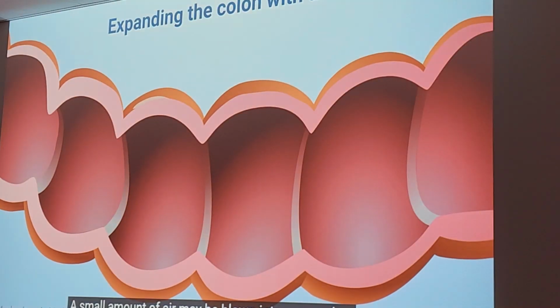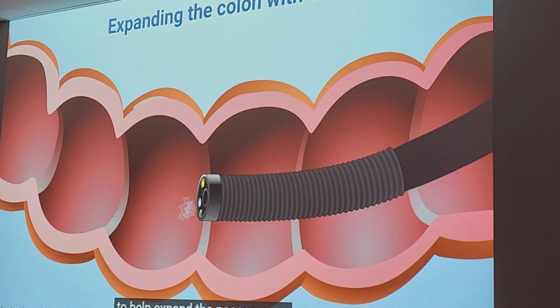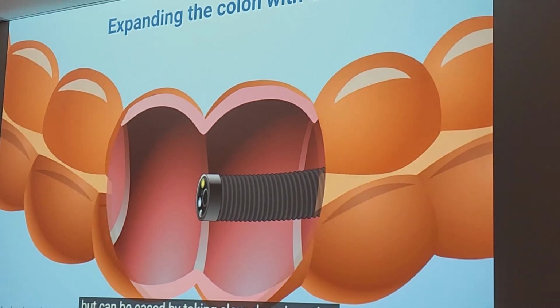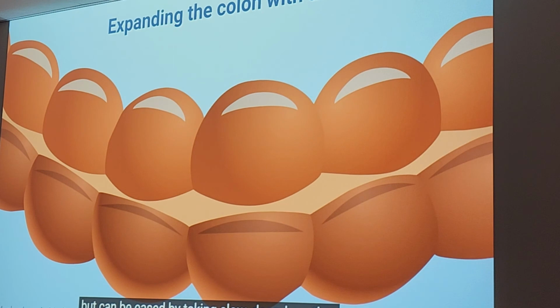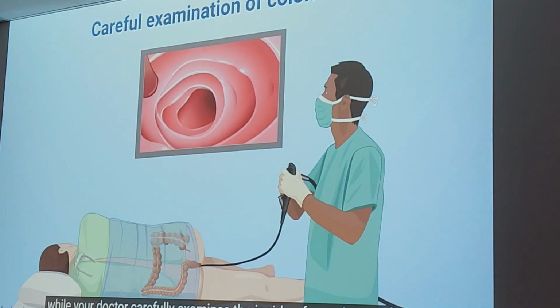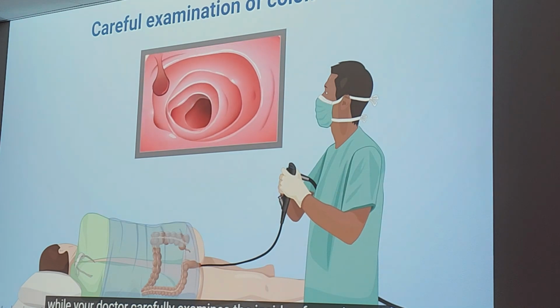A small amount of air may be blown into your colon to help expand the passageway so that your doctor can see better. This can make you feel pressure or mild cramping, but can be eased by taking slow, deep breaths. The colonoscope is then slowly pulled out while your doctor carefully examines the inside of your bowel.